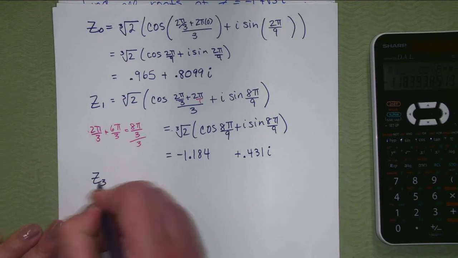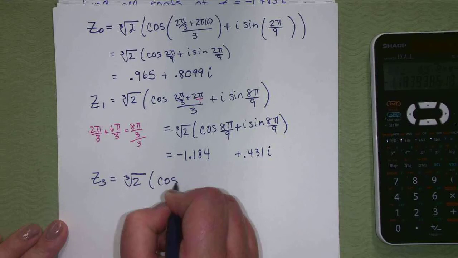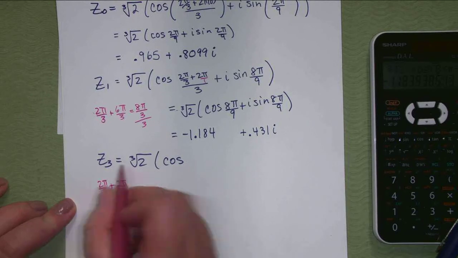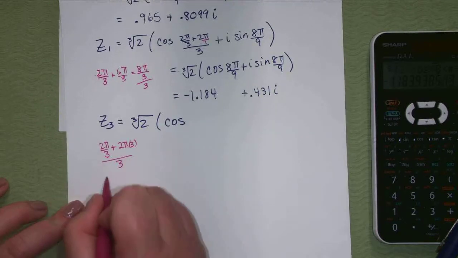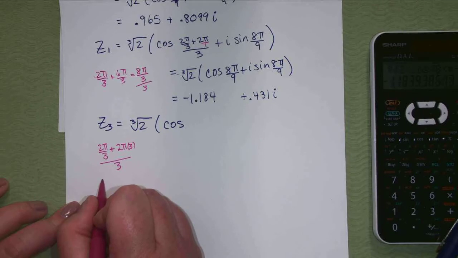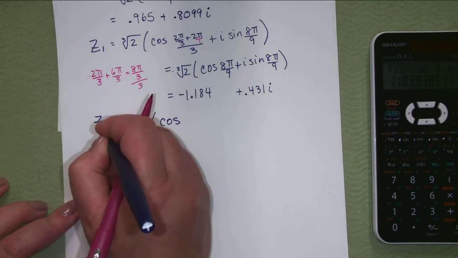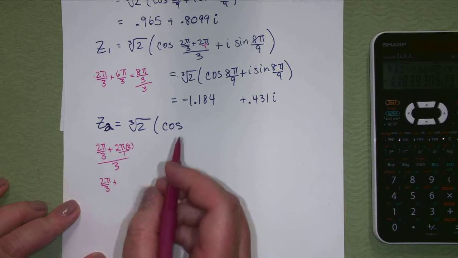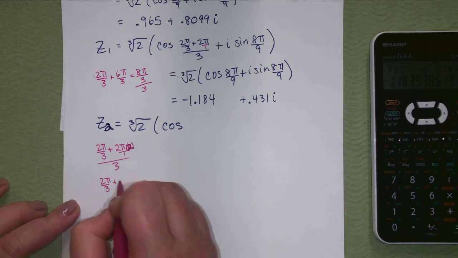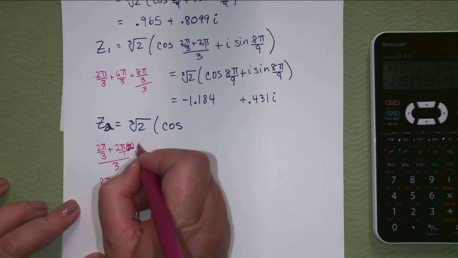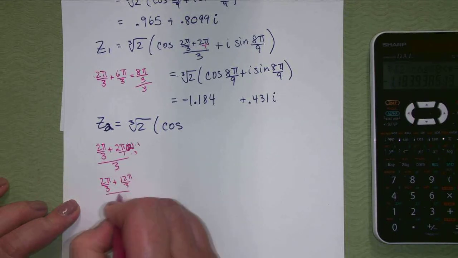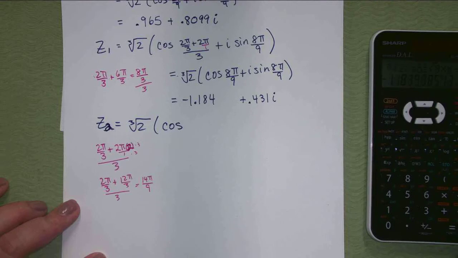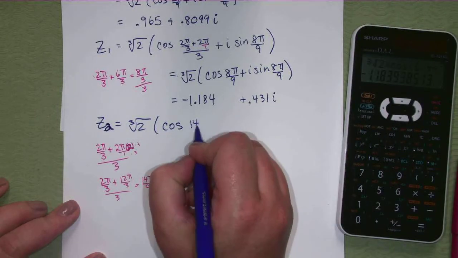And the third one, cube root 2 cos, and like I said, you could just figure this out off to the side. So it's 2 pi over 3 plus 2 pi k, k is 2, all over 3. So 2 pi over 3 plus 4 pi, and we want that over 3, so multiply that by 3, 12 pi over 3. So 14 pi over 9. Is that right? Everyone agree before I write it down? 14 pi over 9.